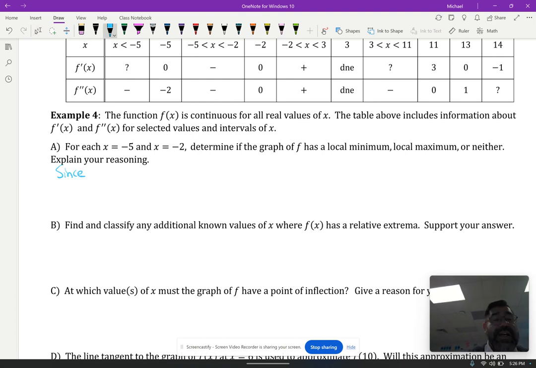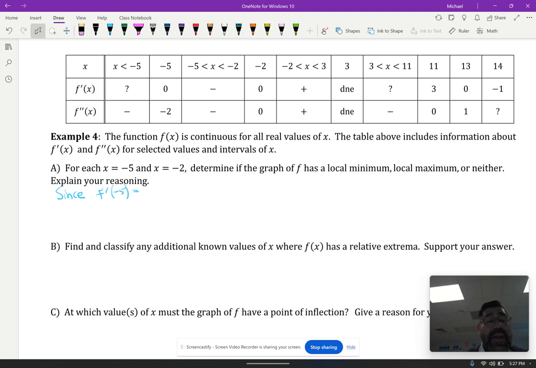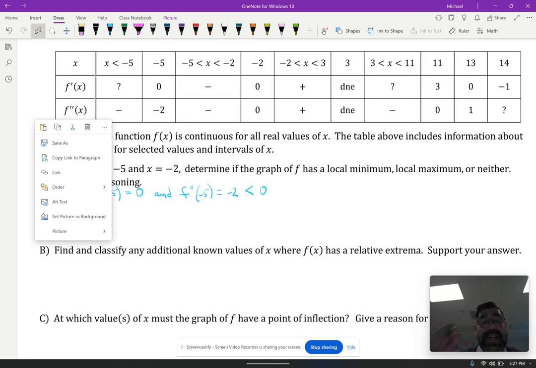Let's start writing out the sentence. Since f prime of negative 5 equals 0, I have a critical point at negative 5. And f double prime at negative 5, what is the second derivative value? It's negative 2, that's less than 0. If the second derivative is negative, that means it's concave down.